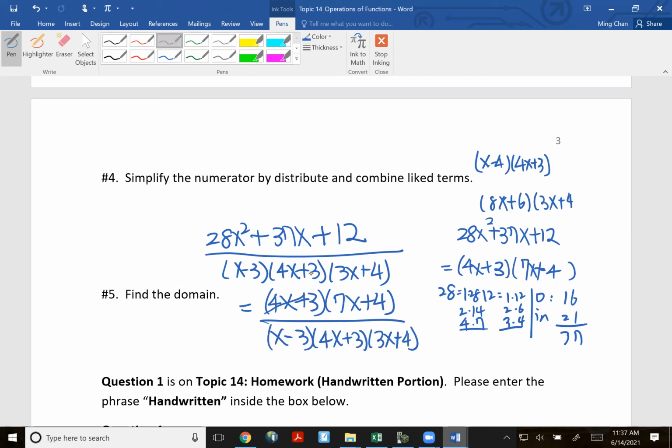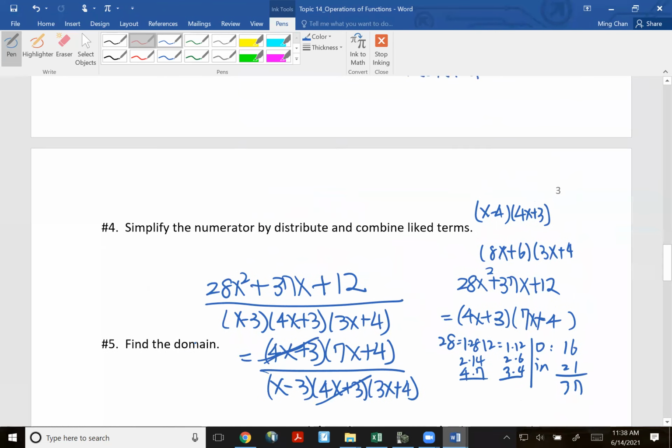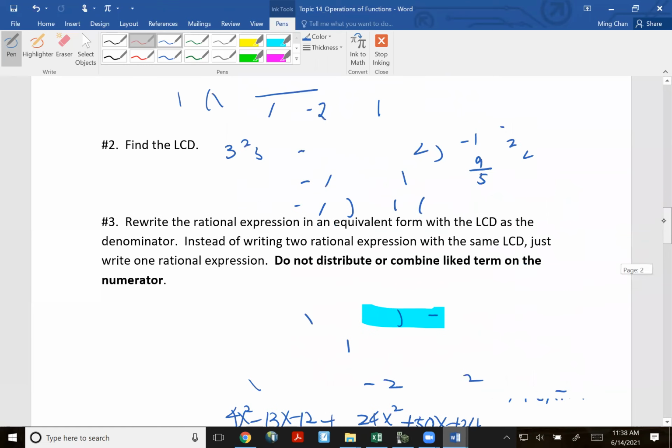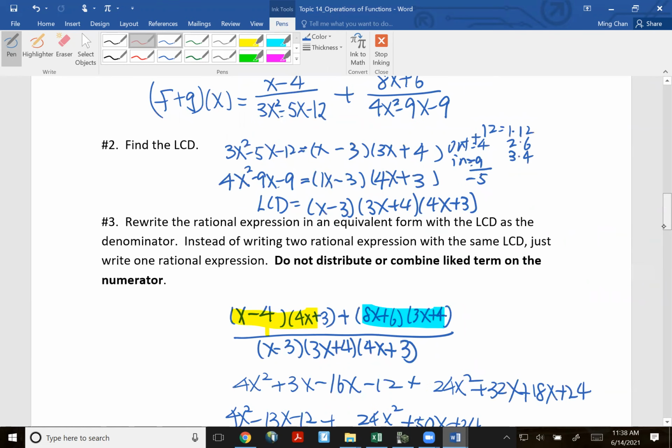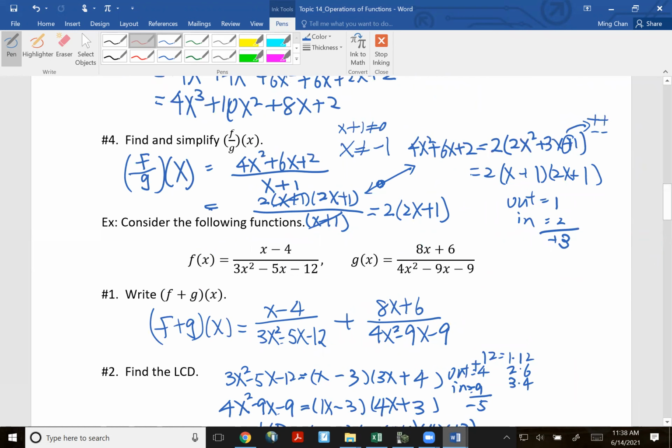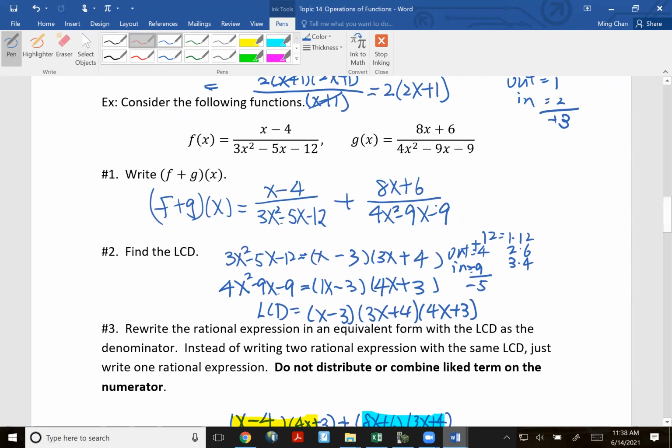This can be canceled out. So this part that cancels out creates a hole in your graph when you actually graph this function. All right. But even though it cancels out, this is still part of the original rational function. So when you come to find the domain, you need to think back to the original function when we first wrote it out, which is the addition part. If you graph this original function with all the denominators there, you're going to notice these denominators still come up with the LCD, right?